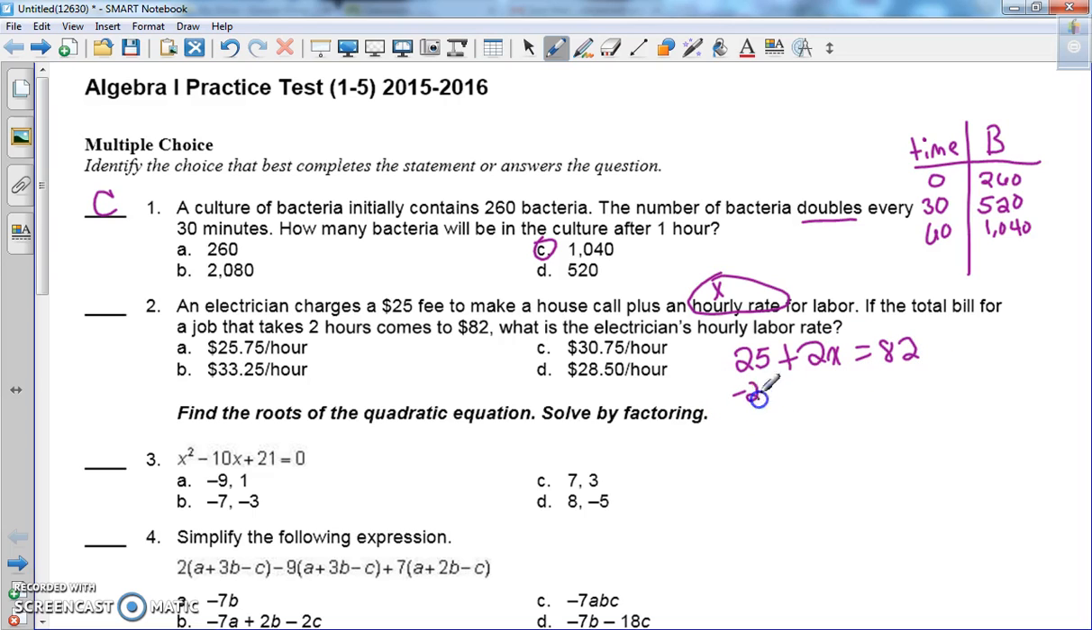So from here, I can solve this by subtracting 25 on each side. And let's see, 82 minus 25 gives me 57. And when I divide by 2, my hourly rate is going to end up being 28.5, which is D, $28.50 an hour.